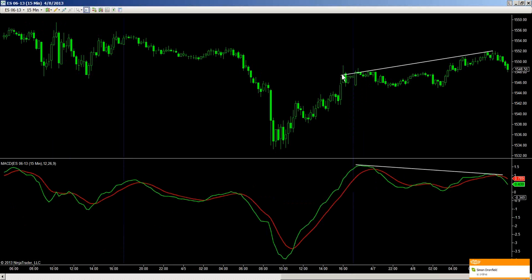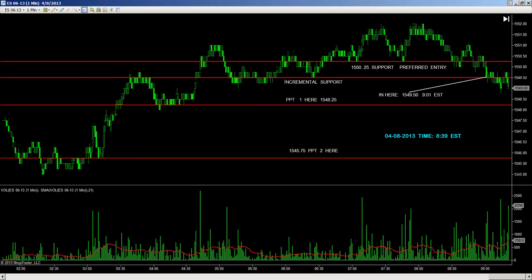In this case, right here. So the slope of the lines are markedly different. The MACD reveals the truth. Here's the actual change in trend that this indicator fired on at the upper region to be short.